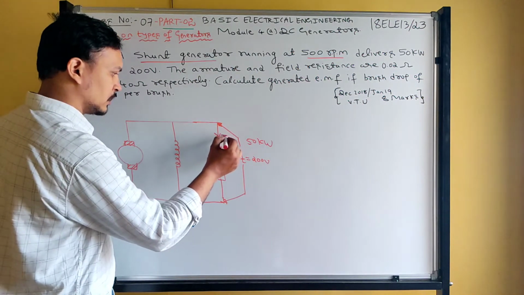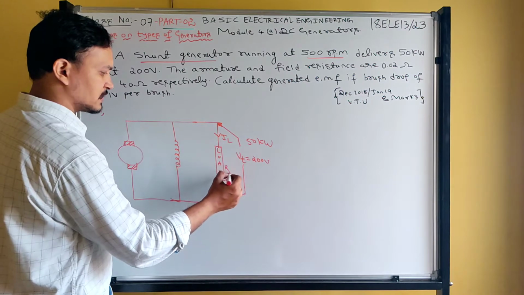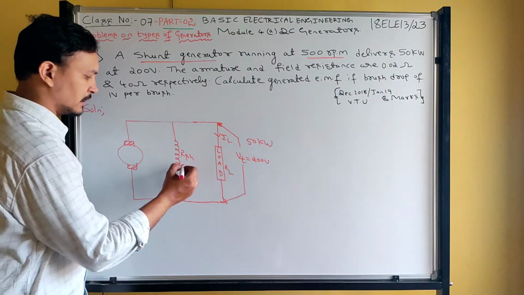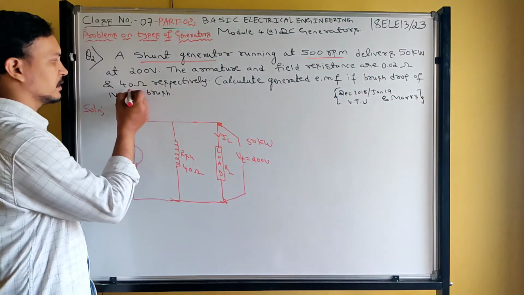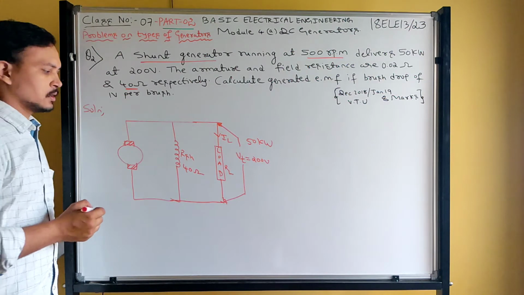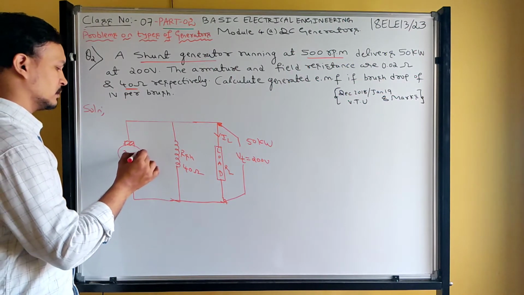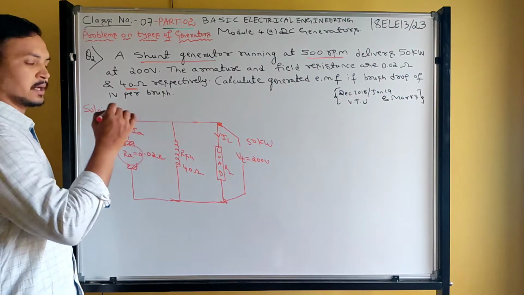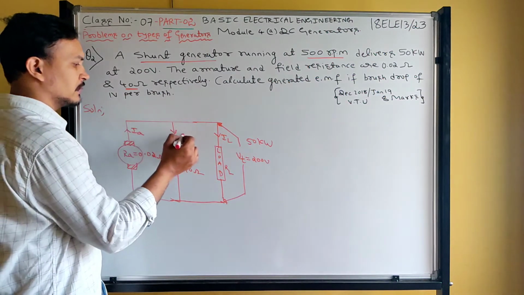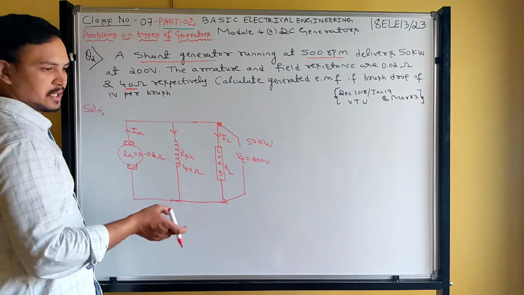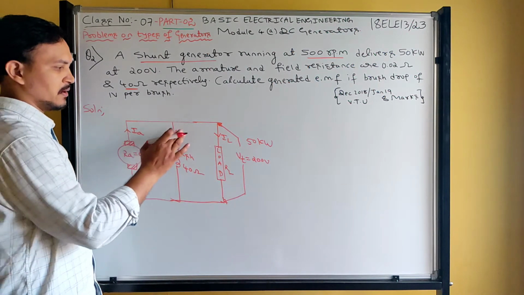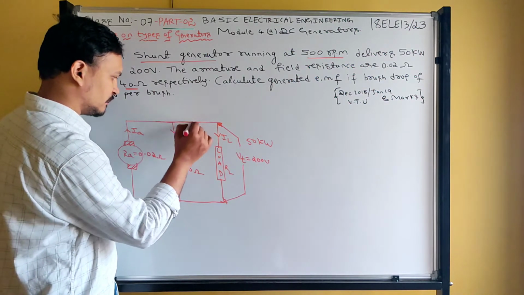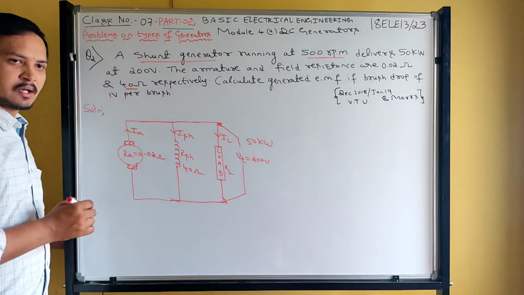So the current flowing through the load is IL. The load has some resistance RL. The shunt field winding has some resistance RSH, and that is given in the problem. What is the shunt field resistance given? 40 ohms. And what is the armature resistance given? 0.02 ohms. The armature developed current Ia will be delivered to the load. On the load side, these two are in parallel, so the supply current divides into these two branches. The current flowing through the shunt field winding is ISH.